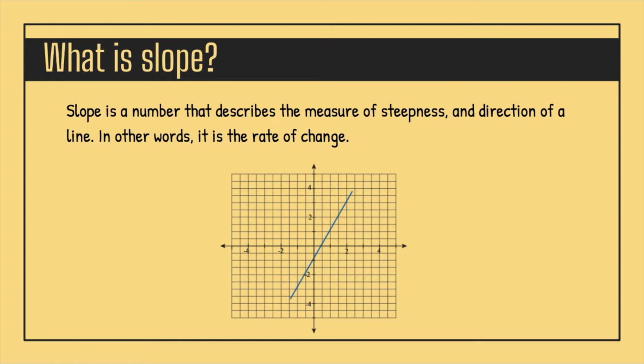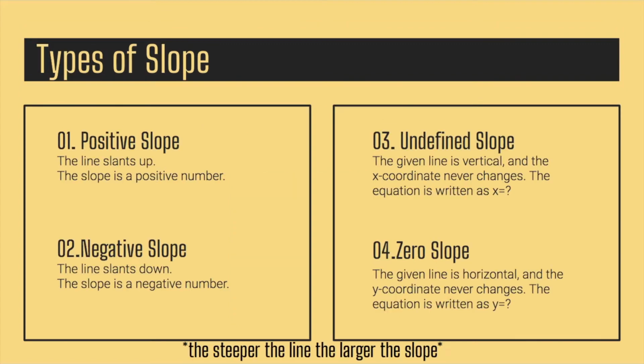So in this graph, we would describe the slope by the direction it's going in, how steep it is, and how much it is changing per unit. Now let's look into the types of slope that we encounter in algebra. We encounter 4 different types of slope, the first being positive slope, which is when the line slants up and the slope is a positive number. The second is a negative slope, when the line slants down and the slope is a negative number.